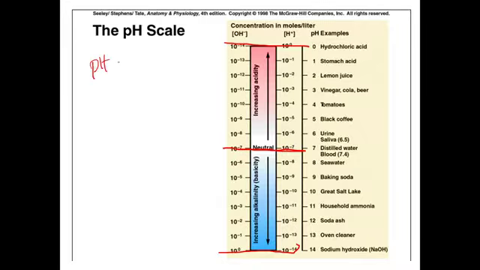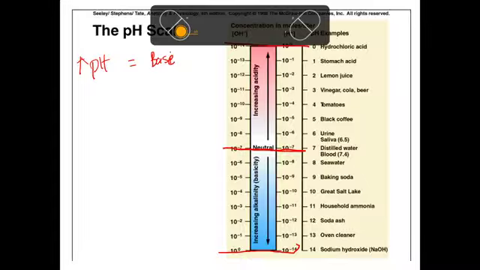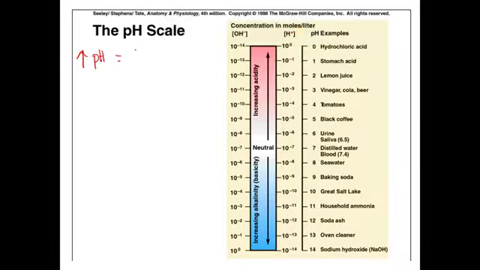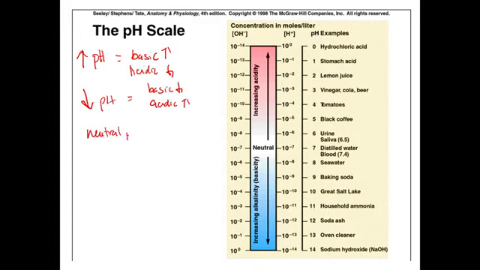As pH goes up, the more basic it is. If you have a high pH, it is basic. The basic property increases and the acidic property decreases. If you have a low pH, the basic property decreases while the acidic property increases. If you have a neutral pH, basicity is almost equal to acidity.